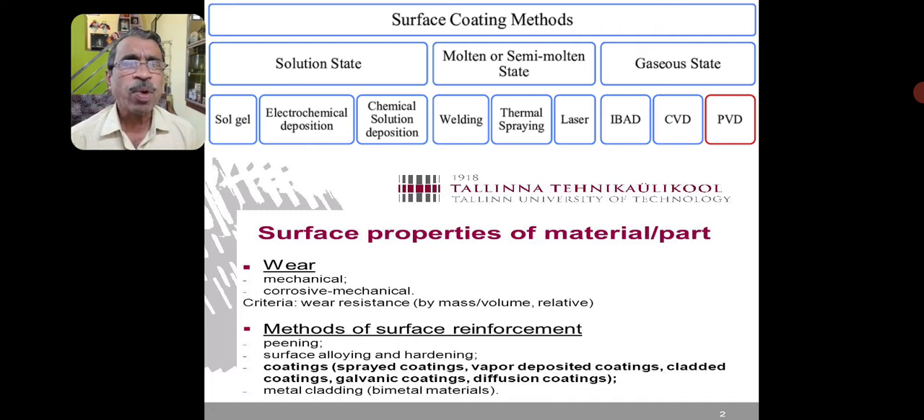The surface properties of materials and parts. The methods of surface reinforcement include peening, surface alloying and hardening, coatings, sprayed coatings, vapor deposited coatings, cladded coatings, galvanic coatings, diffusion coatings, and so on. We also have metal cladding, which is nothing but bimetal materials.